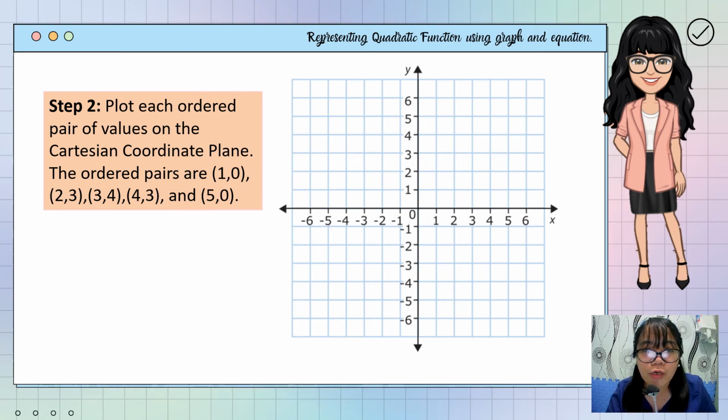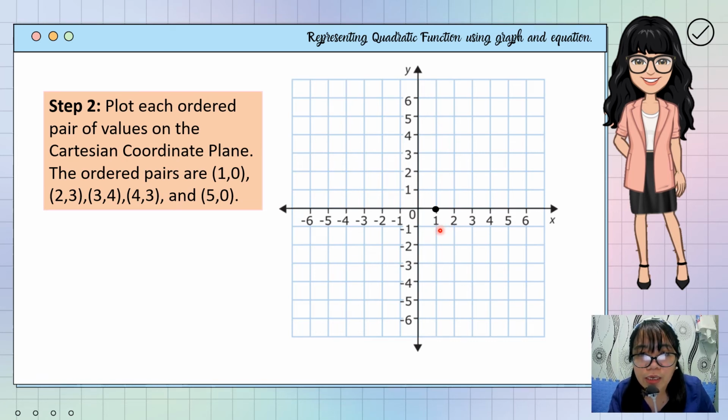So, 1, 0. The first number always is the value of x. So, x is equal to 1, y is equal to 0. So, this is x is equal to 1. If we have a positive value of x, then we will be moving to the right side. If negative, to the left side. Positive value of y, upward. Negative values of y, downward. So, 1 is here, 0. 0 is here. So, that means to say our first point lies on the x-axis. So, this point here is point 1, 0.